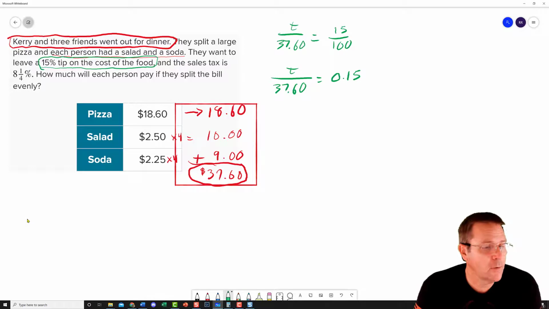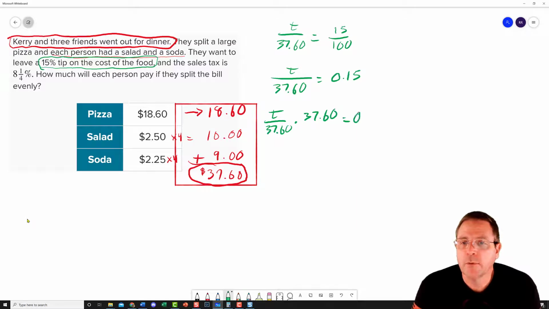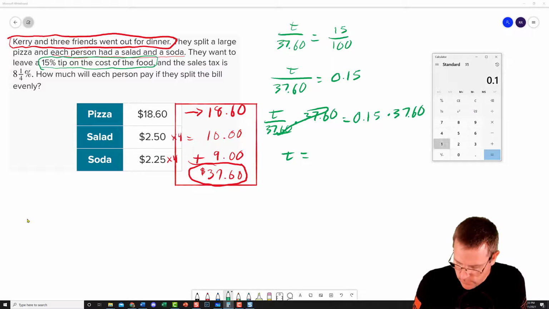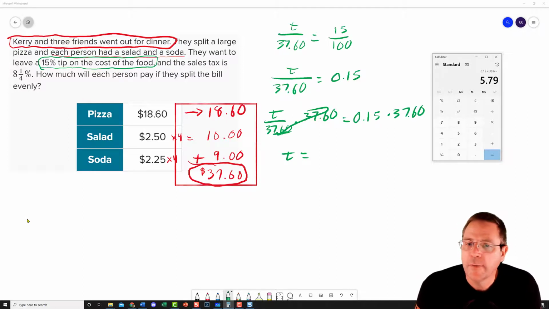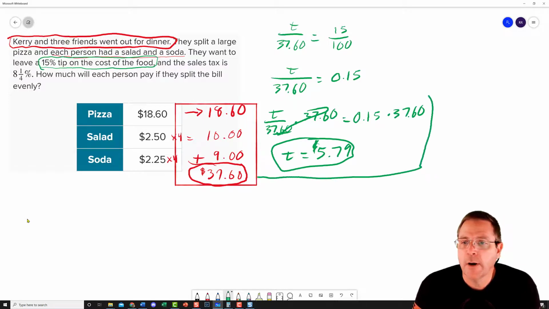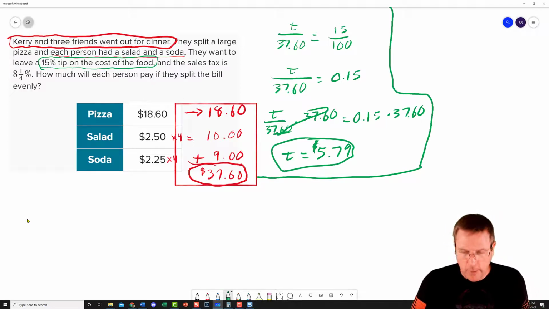I'm going to isolate my variable by multiplying both sides by 37.60. T divided by 37.60 times 37.60 is equal to 0.15 times 37.60. These divide out becoming 1. 1 times t is t. And when we multiply 0.15 times 37.60, we're going to find that the tip paid is going to be $5.79. Not tax, tip paid, $5.79. And we're going to box off that part of our work, keeping it neat and organized.